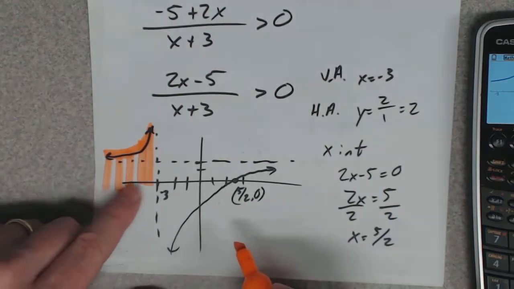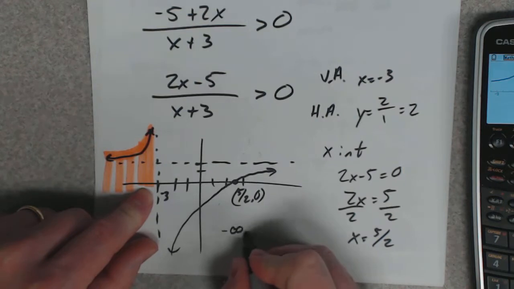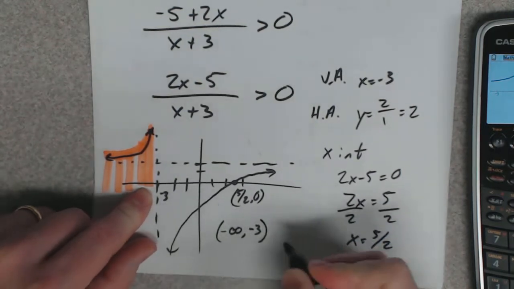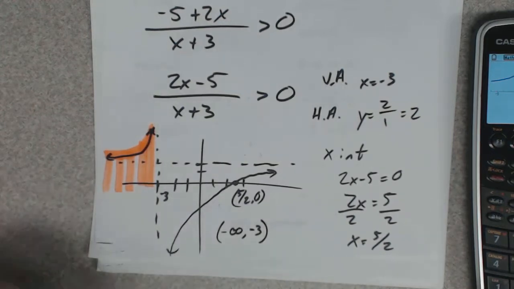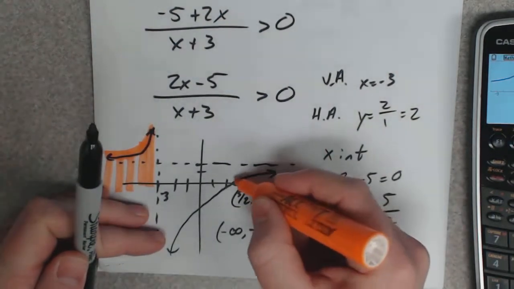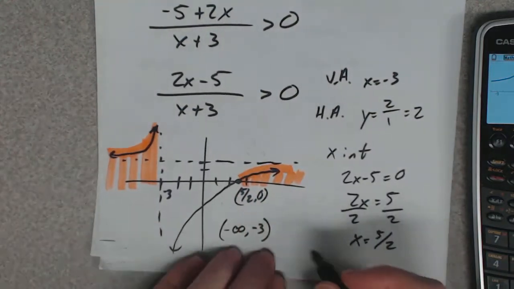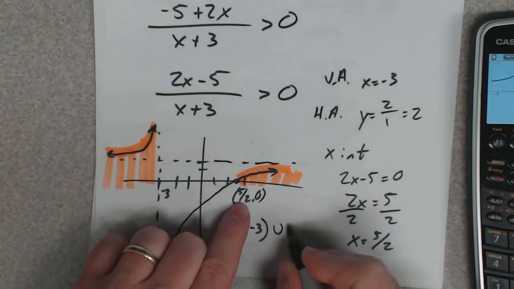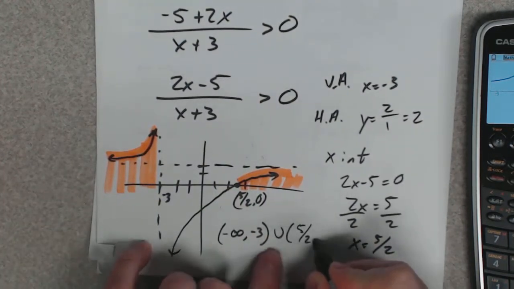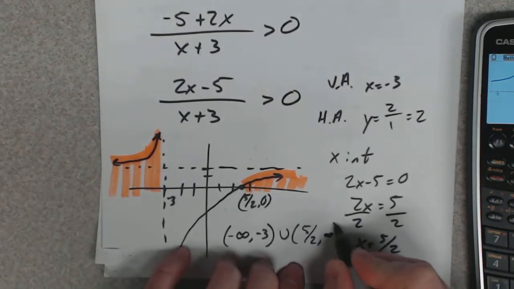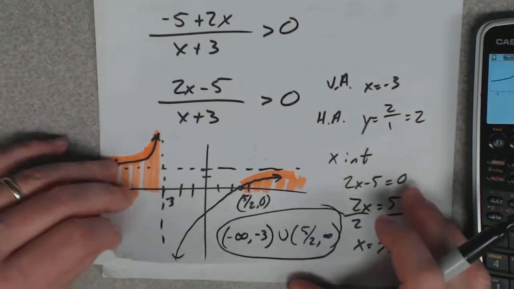So negative infinity all the way to -3. Always parentheses in an asymptote. Now, above the x-axis, or from here over, is above the x-axis. Now, if you hadn't found the x-intercepts, you wouldn't know what the answer was there. So you're going to start back up, parentheses, because it's just a greater than symbol, 5 halves, comma, we'll go out to infinity. That's how you get your answer in interval notation.